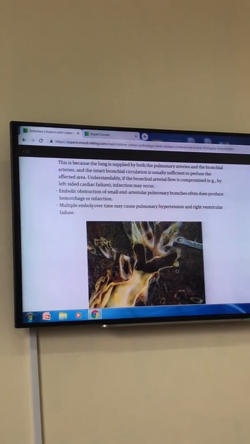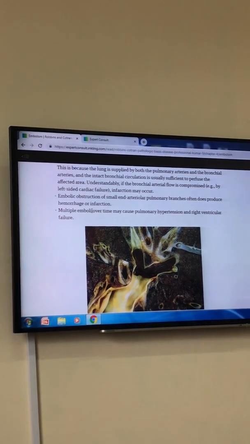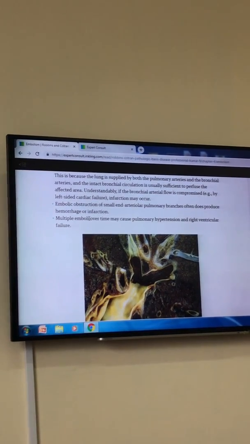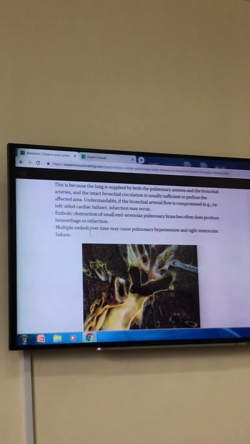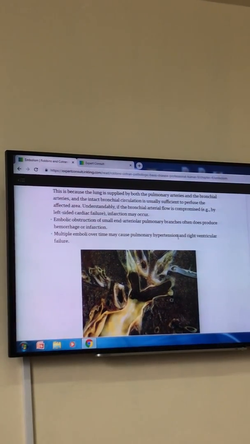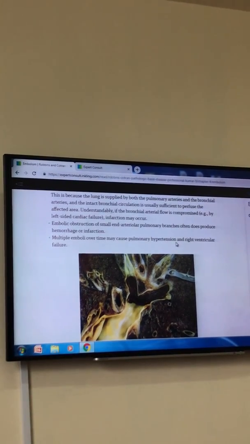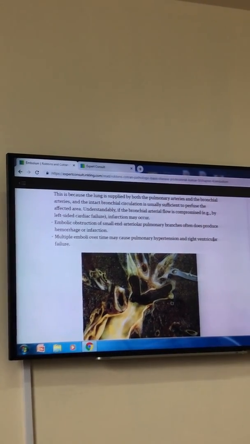Multiple emboli, as I said, if a patient has a single embolism, this patient has the risk of multiple embolization. And multiple emboli over time may cause pulmonary hypertension, meaning hypertension in the pulmonary artery, and right ventricular failure.